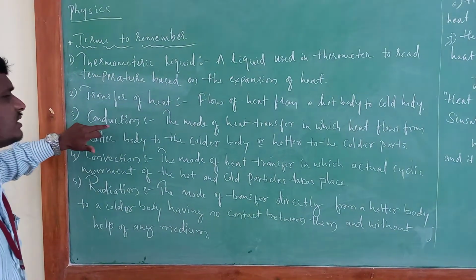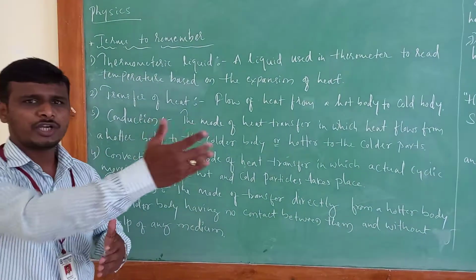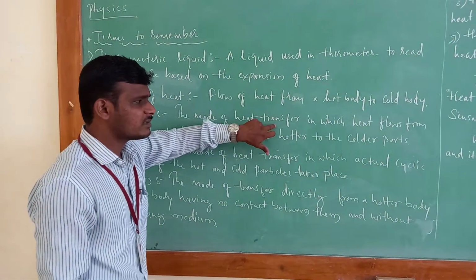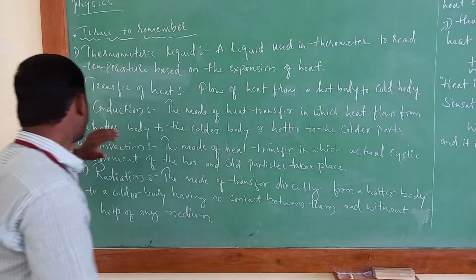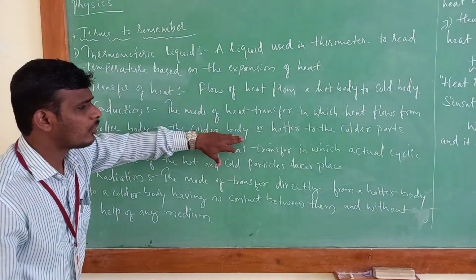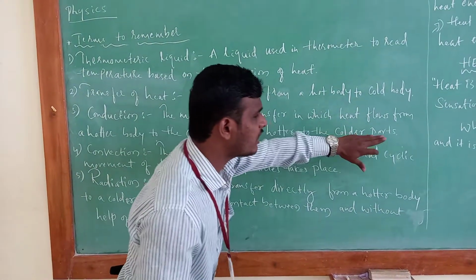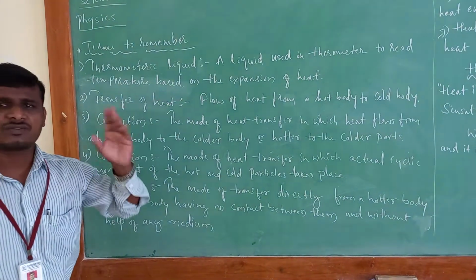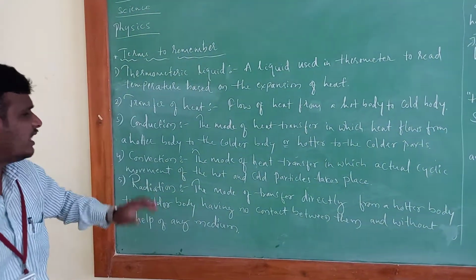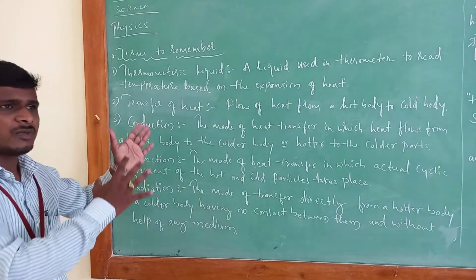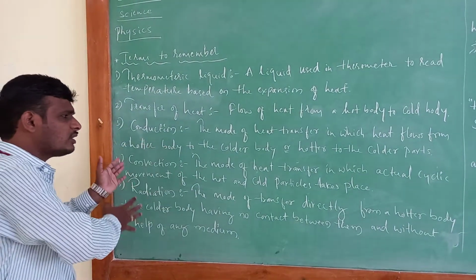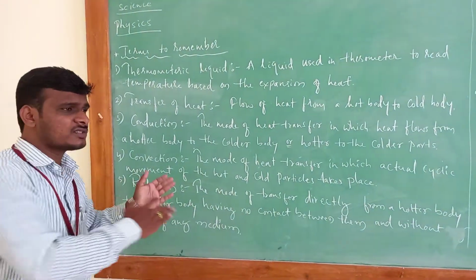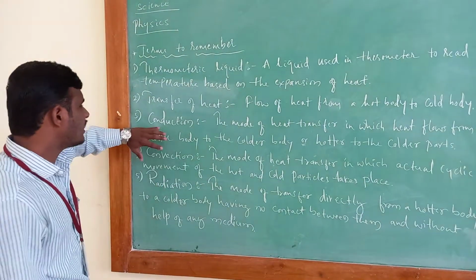Next, conduction. This is one of the methods to transfer heat from one body to another body. The definition of conduction is the mode of heat transfer in which heat flows from a hotter body to a colder body, or from the hotter part to the colder part. Hotter means more hot, its temperature is more than the other body. From there the heat goes to the colder body, the one with less temperature. That is the conduction method.